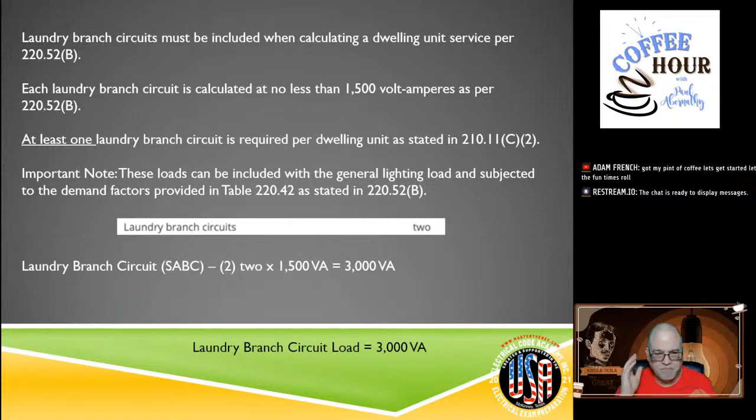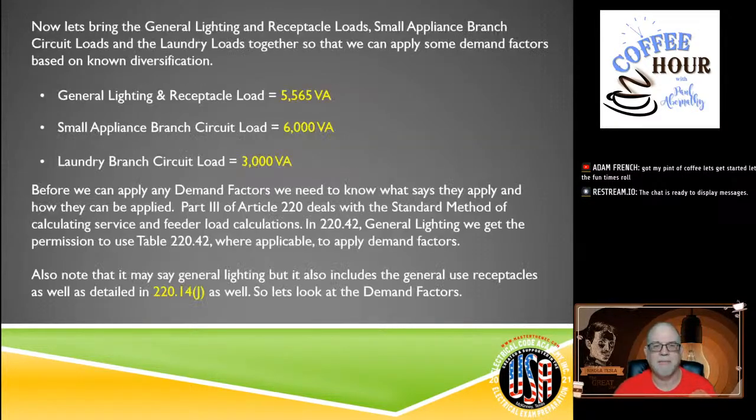All right, so we're adding this all in. So our next step is 1,500 times 2. That's 3,000. Write that down on your list. All right, next. Okay, so we covered all of those aspects of the general lighting, general use receptacles. We've covered the small appliance. We've covered the laundry. All of those now are subject to a demand factor that we can apply.